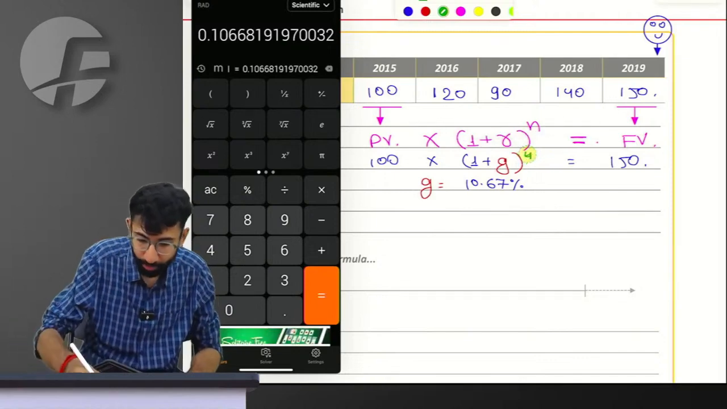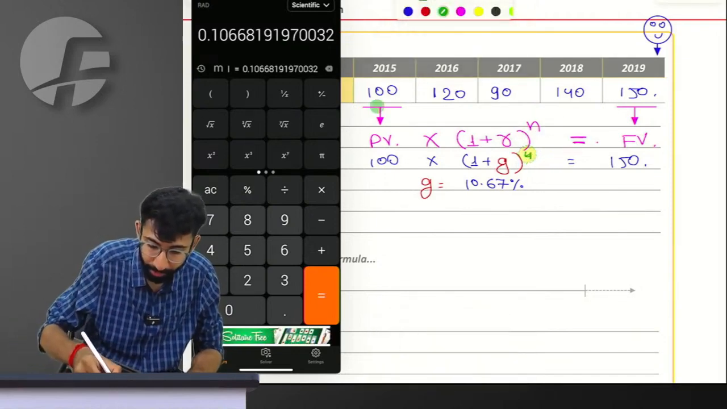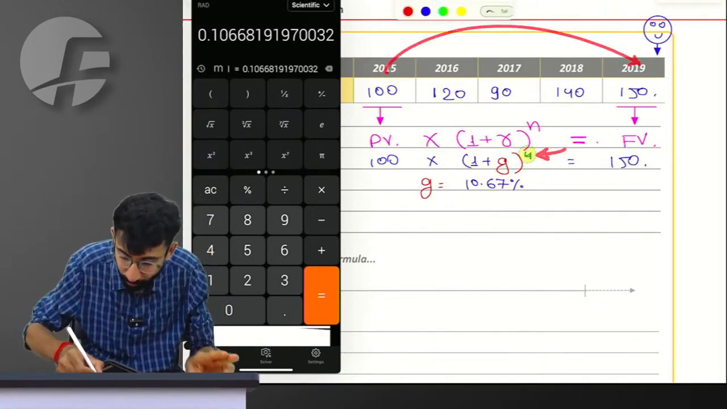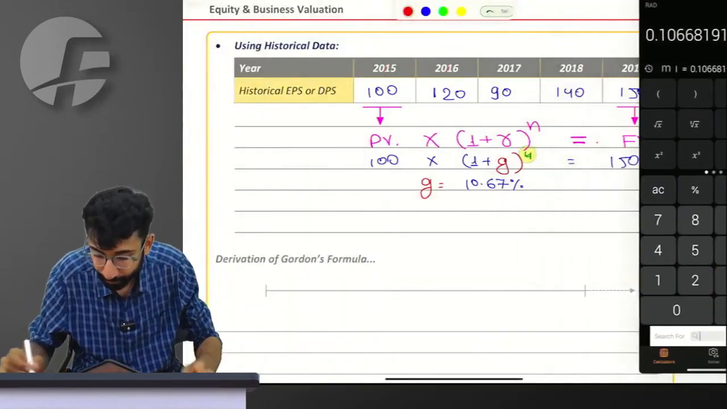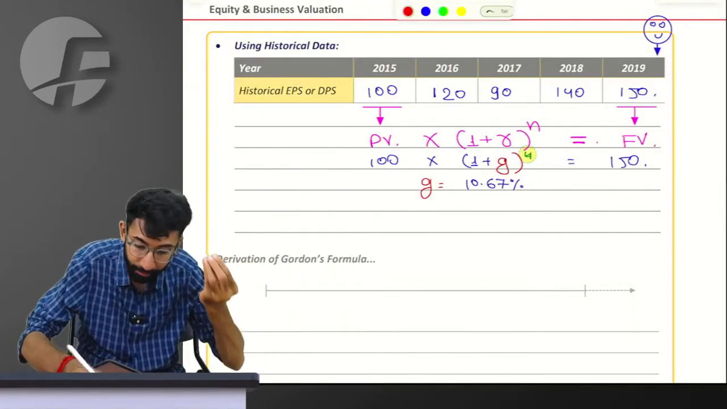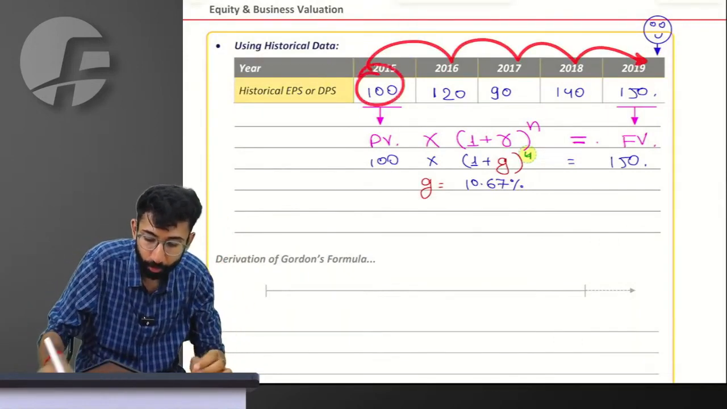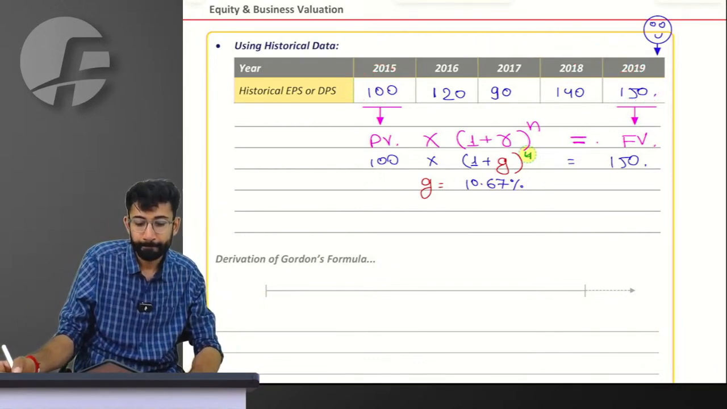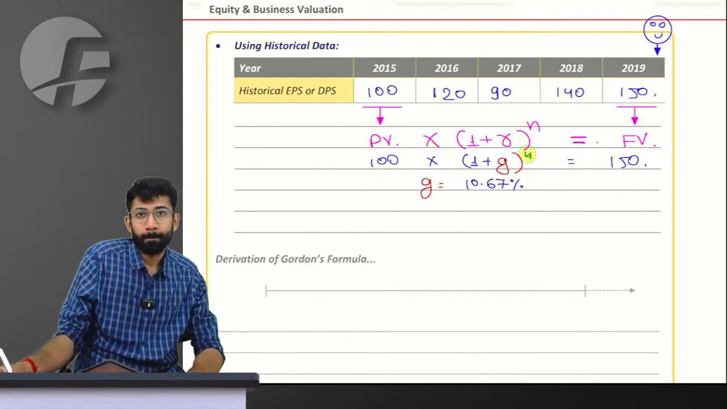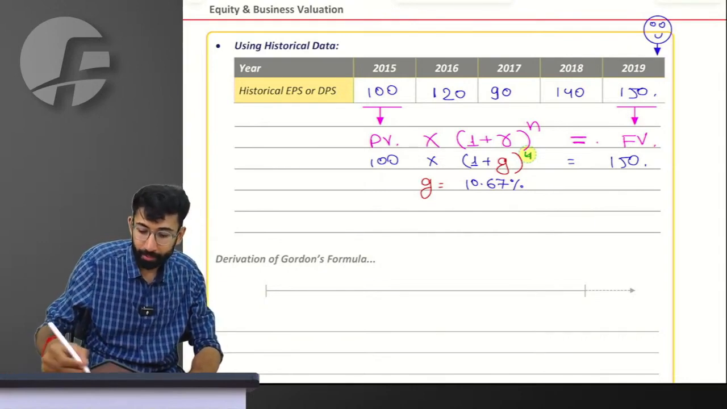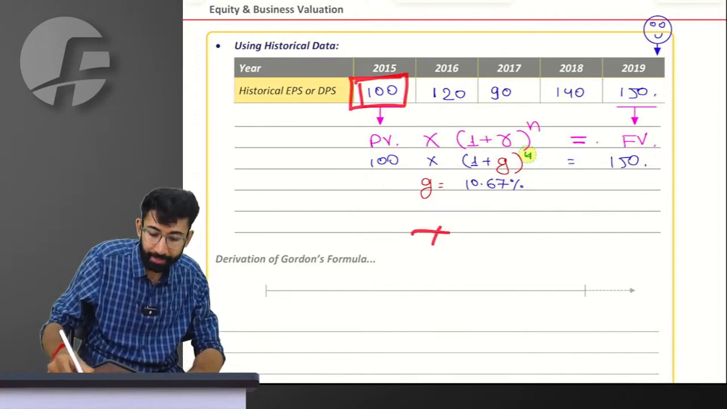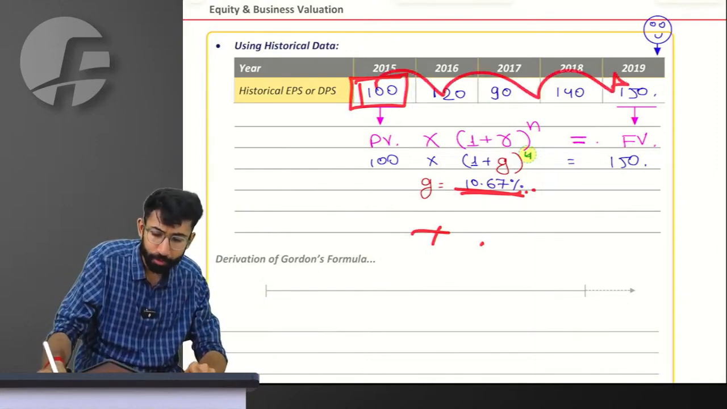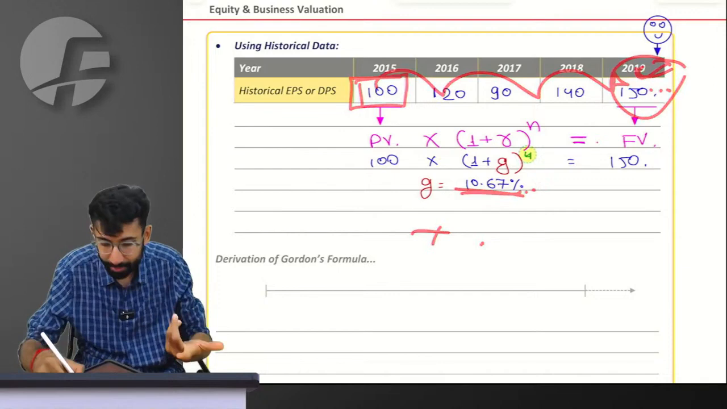The point I want to teach you is that, remember, when you have data from 2015 to 2019, it is not 5 years, it is 4 years. Second thing, with this you can find out the compounded annual rate, which is the average compounded rate at which the dividends have grown. And I can prove it to you. Take your calculator, put 100 in it, add 10.67%. Again add 10.67%. Do it 4 times, you will automatically get 150 as the answer, which means this is the correct thing we have taken.